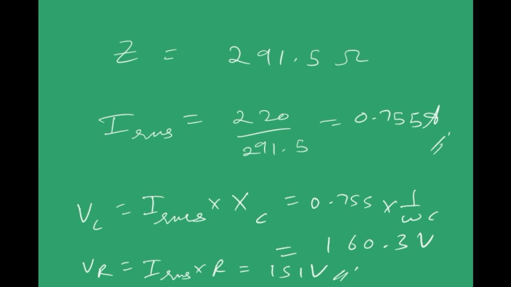Observe one thing. My resultant of VC and VR should give me the external voltage, right? So if I add 151 and 160.3, I'll get 311 something. Okay, 311.3. So this is absurd, right? Because you are multiplying here with RMS current only, so these values must be the RMS voltages. And when you add them, you are getting something more than the RMS voltage of the source, that is 220.